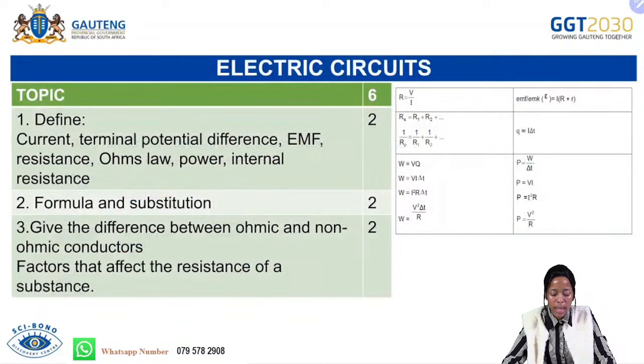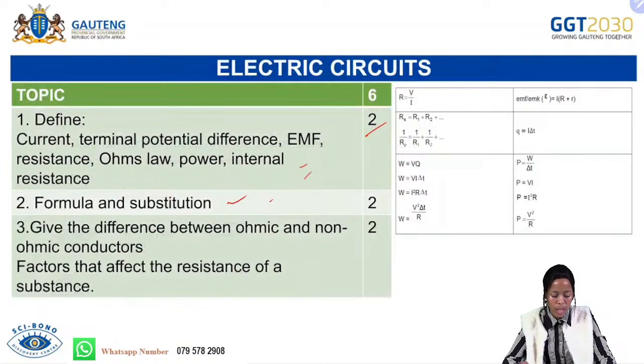Then next we have our electric circuits. With electric circuits, you're expected to know the following definitions: current, terminal potential difference, the EMF, the resistance, Ohm's law, power, and the internal resistance. And of course, these definitions are there according to the examination guidelines. Then number 2, with your electric circuits, we are expected to do calculations. You can do calculations maybe based on your series circuit or your parallel circuit, or the combination of the two.